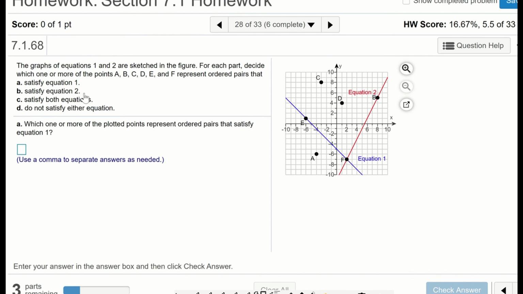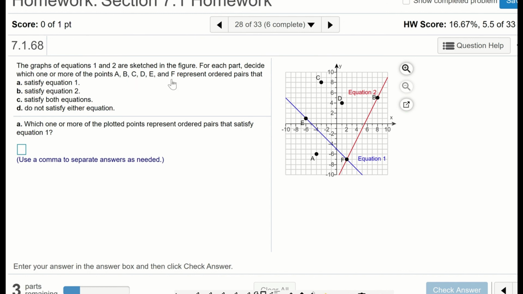For equation 2, which is the red one, think about it for a minute before you pause the video. Think about it, then come back. Notice it would be points what? B and F. Is that what I heard you say? In that case, you're right. B and F are the ones that would be solutions of equation 2.